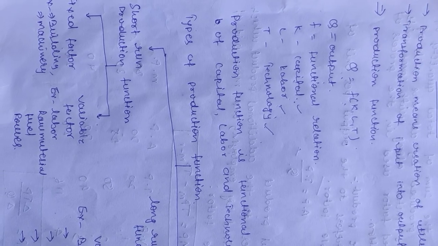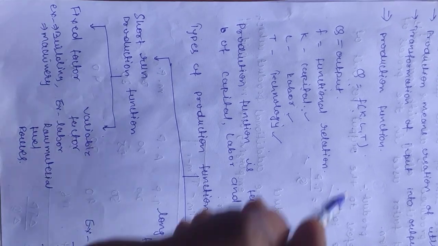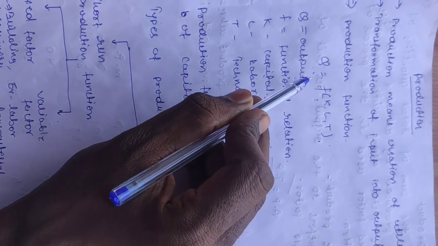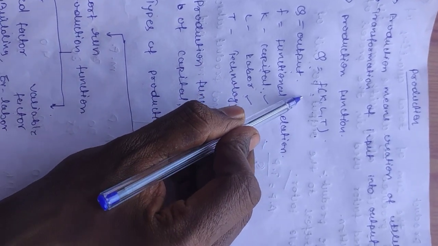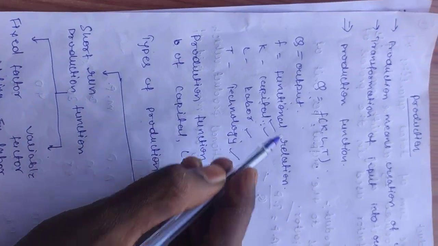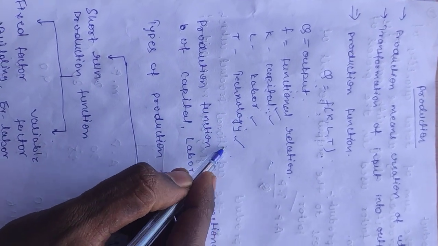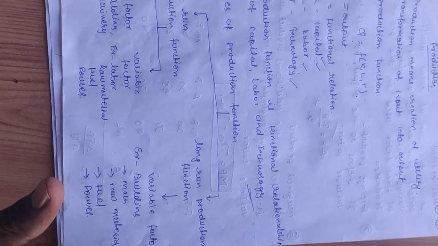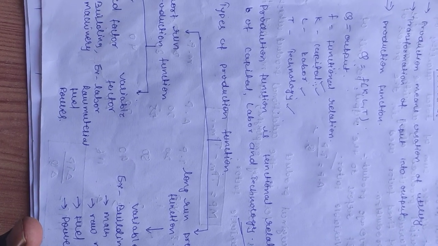Now we briefly talk about a production function. Here Q is output and a function of K, L and T. Here Q is output, K is capital, L is labor and T is technology. The production function is the functional relationship of capital, labor and technology.